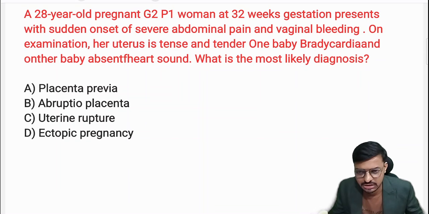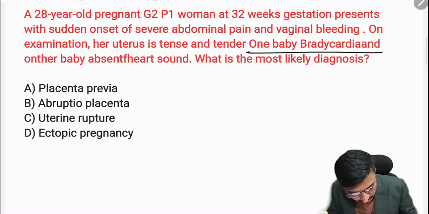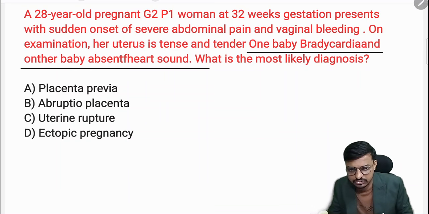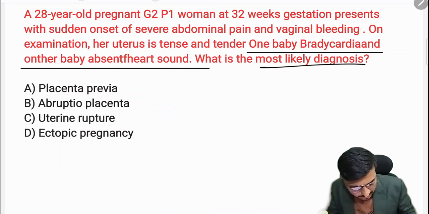On examination her uterus is tense and tender, and one baby is bradycardic and another baby has absent fetal heart sound. Okay, absent fetal heart sound. What is the most likely diagnosis?